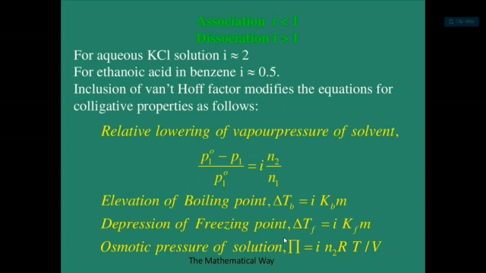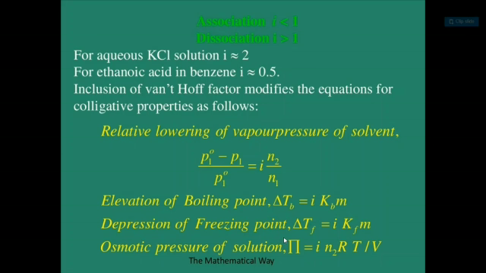For aqueous KCl solution, i is approximately 2. For ethanoic acid in benzene, i is approximately equal to 0.5. That means just half. For KCl or an ionic solution, you can see here it is twice. One molecule contains two ions separately, meaning dissociation takes place there, and in ethanoic acid it is half, which means association takes place. Inclusion of the Van 't Hoff factor modifies the equation for colligative properties as follows.